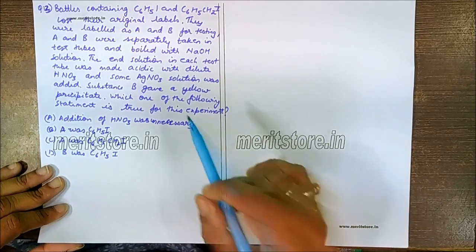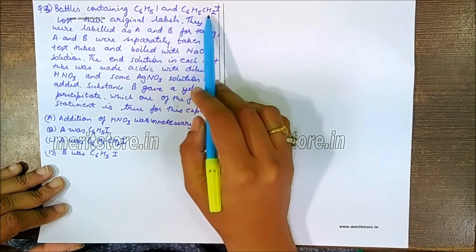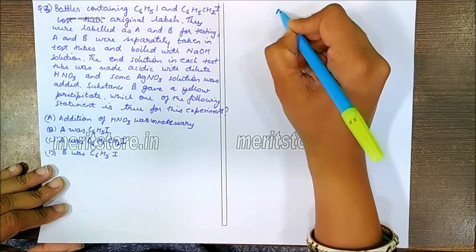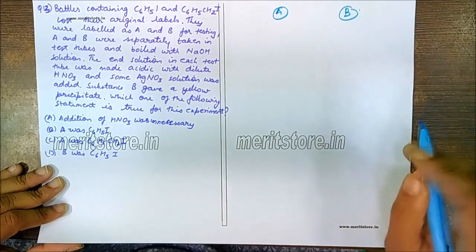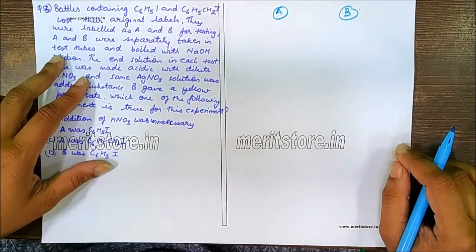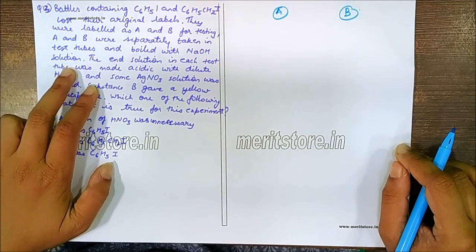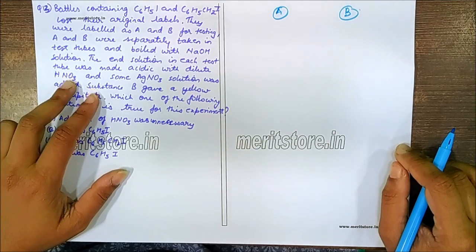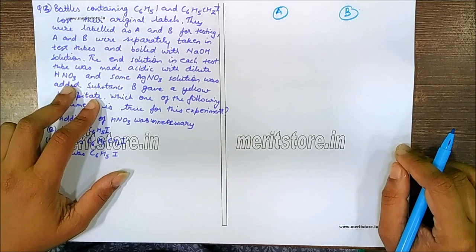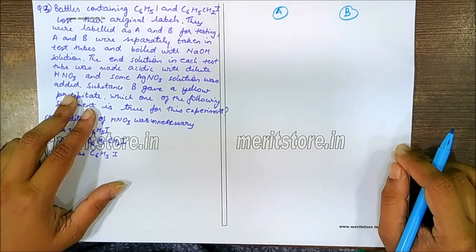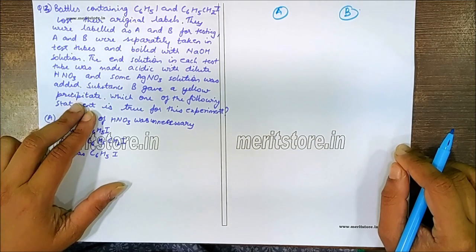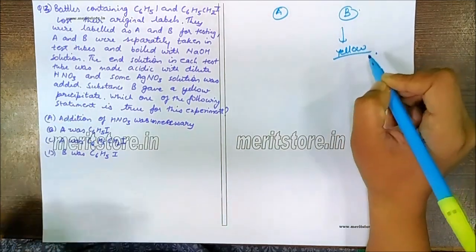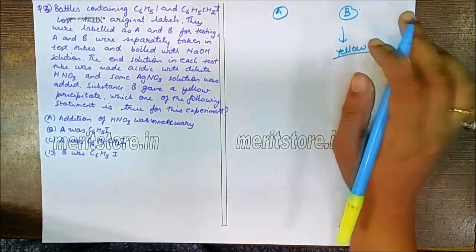The bottles containing C6H5I and C6H5CH2I lost their original labels, and now they have been labeled as A and B. While testing, they were taken in different test tubes and boiled with NaOH solution. The end solution in each test tube was made acidic with dilute HNO3, and AgNO3 solution was added. The substance B gave the yellow precipitate. So we have to find out which of the compounds is present here.